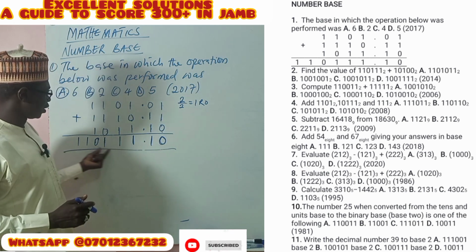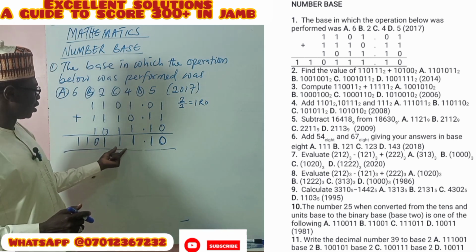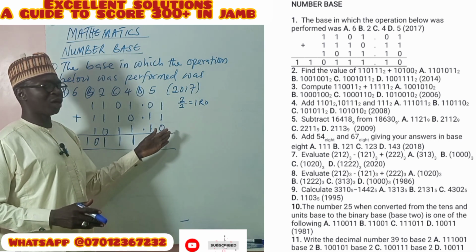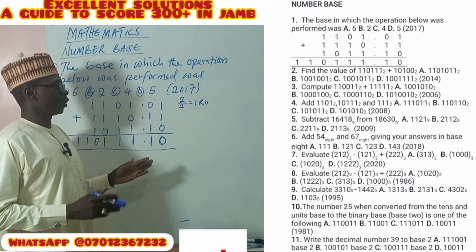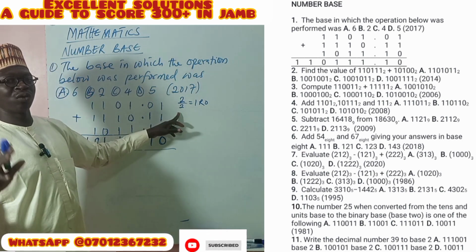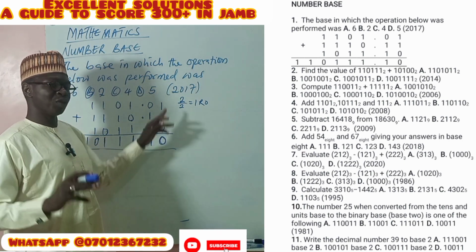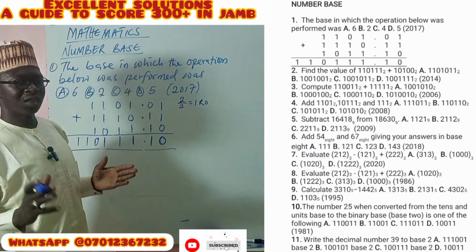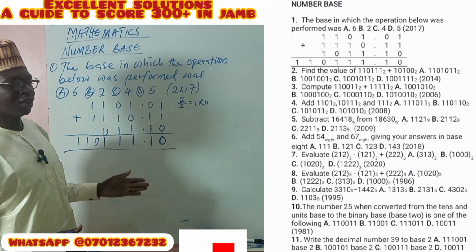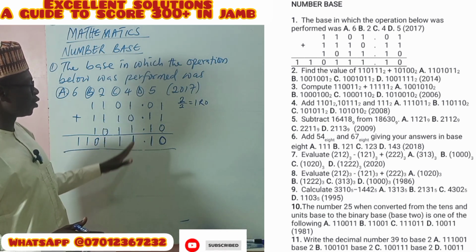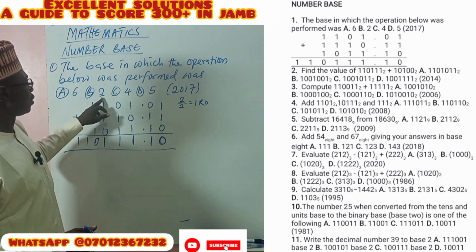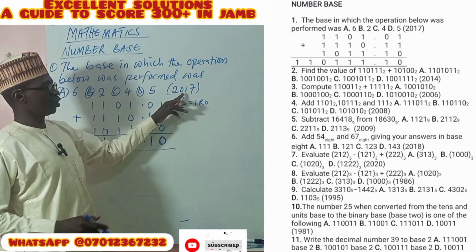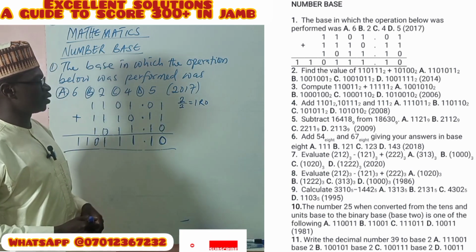We put the 0 and take the 1 and add it here. If you look at all these answers, the highest number is 1. So since it is 1, the operation is performed in base 2. If you are operating in base 3, the highest number you have is 2. In base 4, the highest number you will have is 3. And in base 10, the highest number you will have is 9. So this is how number base operation is performed. The answer to this question is B. The operation was performed in base 2. This question is a question of 2017.